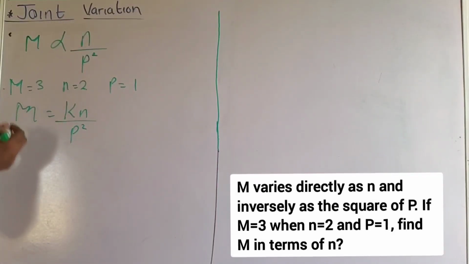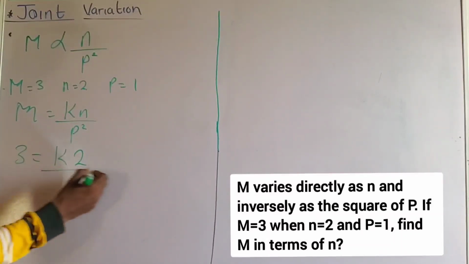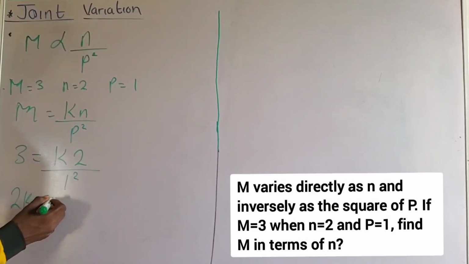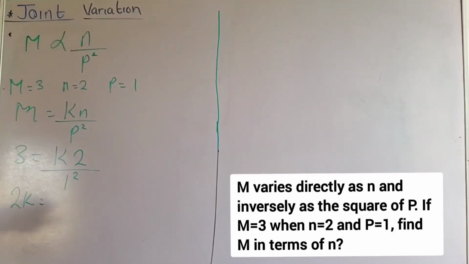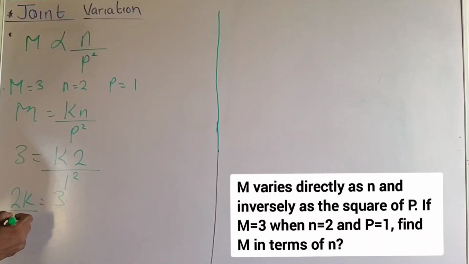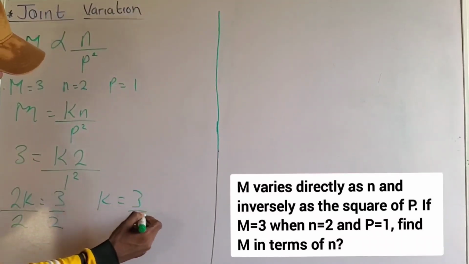So m is 3, so I'm going to have 3 equals k multiplied by n, which is 2, all over p squared. P is 1, so I'm going to have over 1 squared. Do you understand? 1 squared is 1, so I'm going to have 2k equals 1 squared times 3. 1 squared is 1, 1 times 3 is 3. So I'm going to have 2k equals 3. To get the value of k, divide this by 2, so k equals 3 over 2.